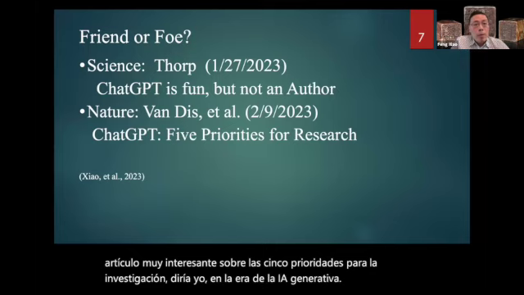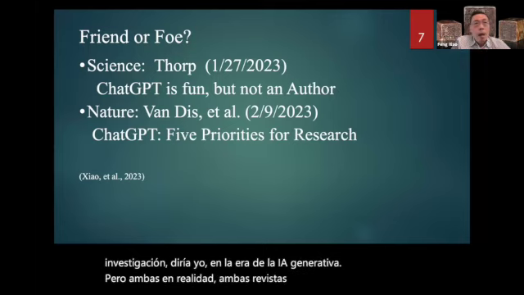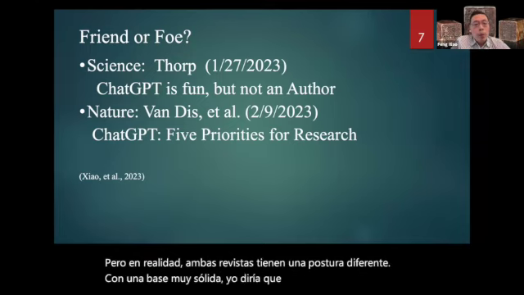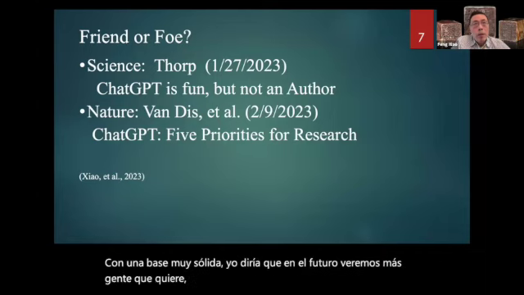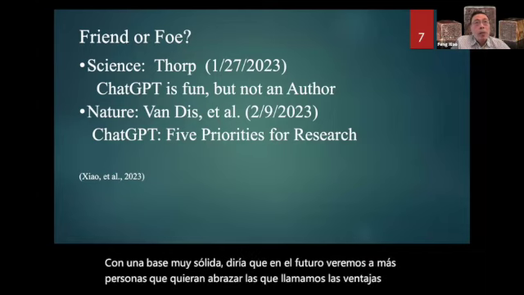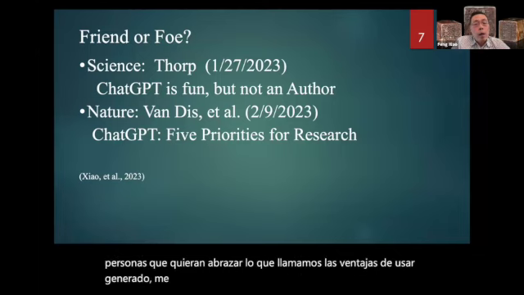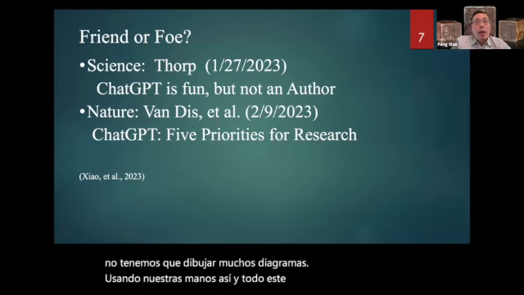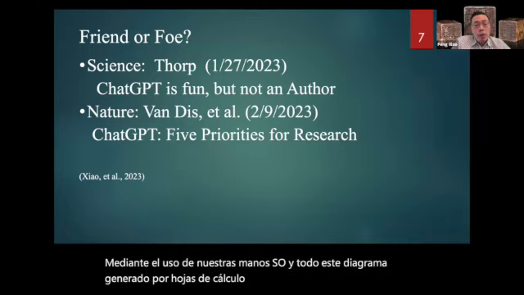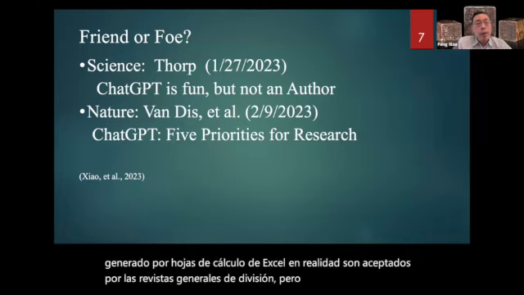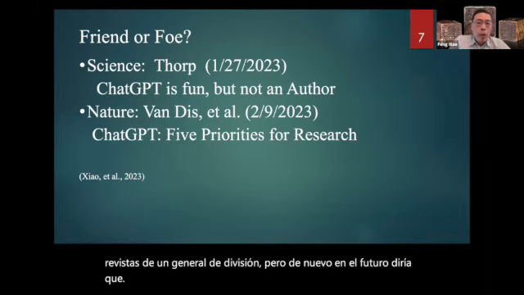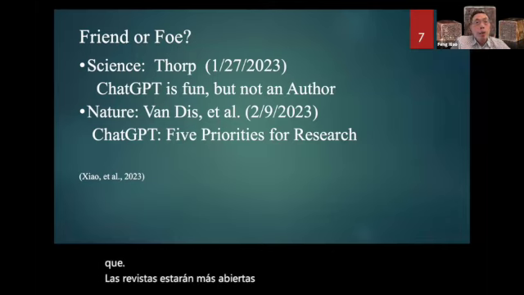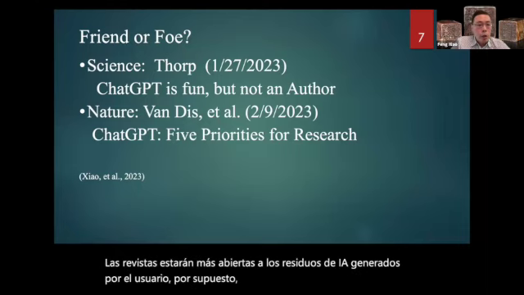Both journals take different stands, with very solid foundations. I would say that in the future we will see more people who would like to embrace the advantages of using generative AI. Just as because we have Excel, we don't have to draw a lot of diagrams by hand, and all these diagrams generated by Excel spreadsheets are accepted by major journals. In the future, I would say that journals will be more open to the use of generative AI, with, of course, a lot of restrictions.